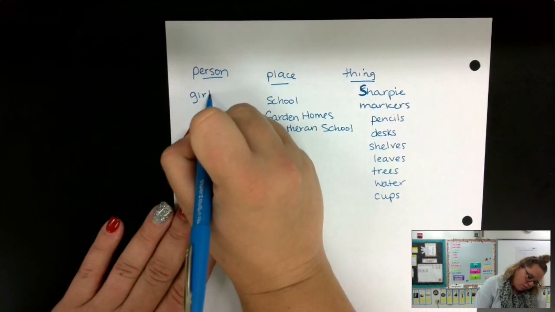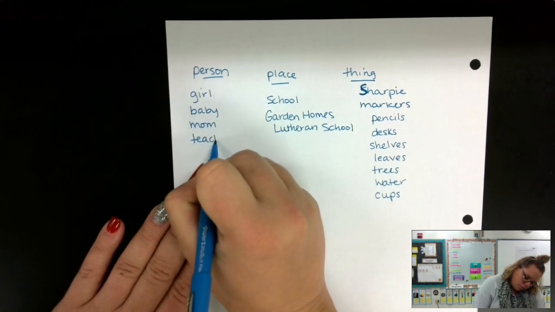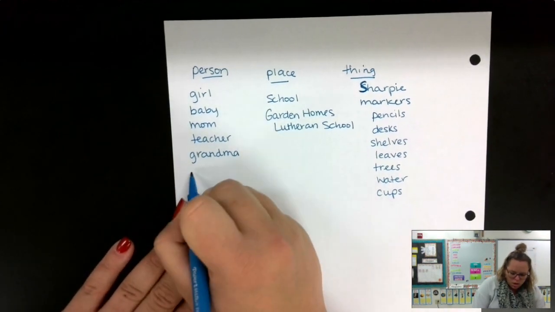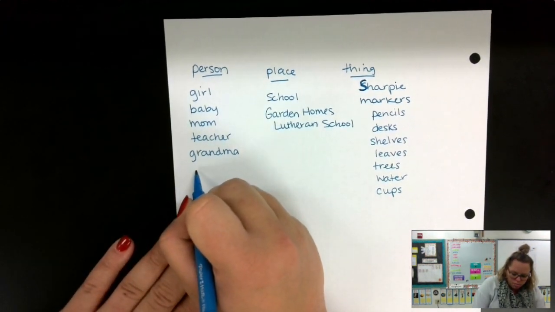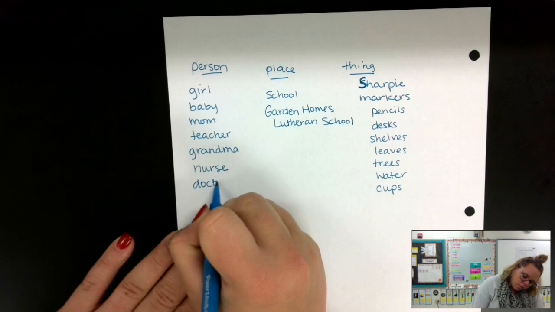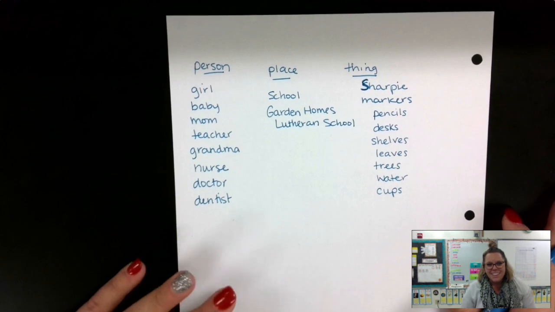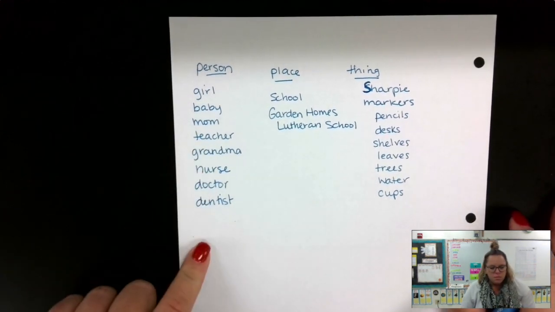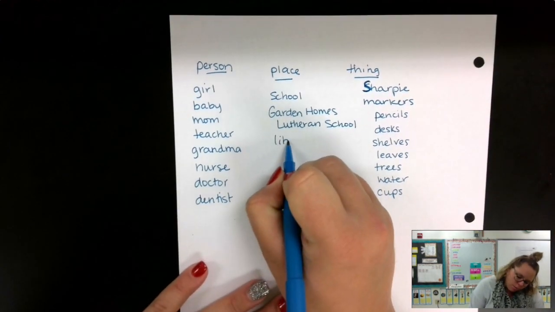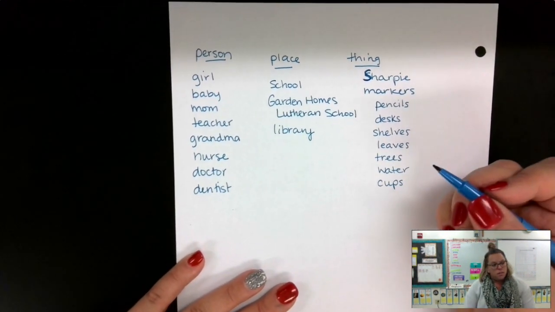How about girl, baby, mom, teacher, grandma? How about nurse? That's a person. Doctor, dentist. Sounds like things that we are learning about in the community this week, right? Those are all people, aren't they? And they're people that work in our community. You could talk about a library, or you could talk about a specific library, and you could say the Atkinson Library, right?